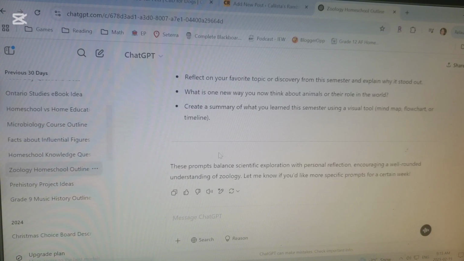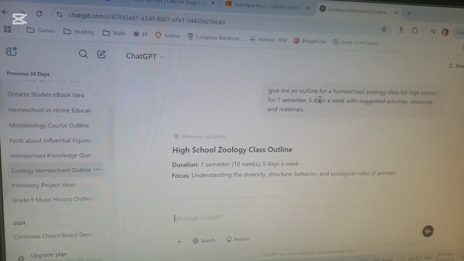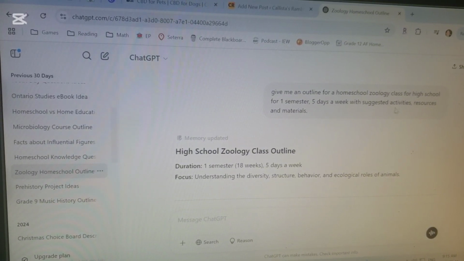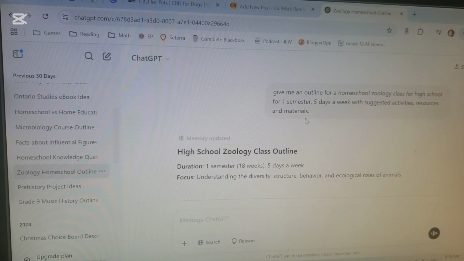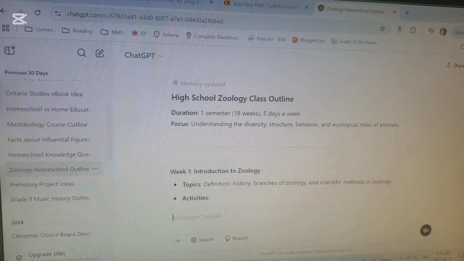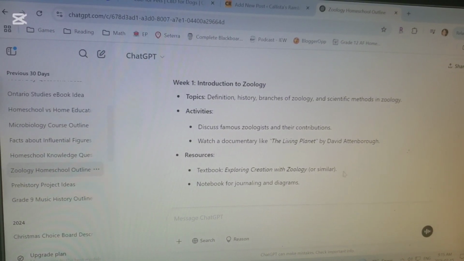Here's zoology, which I did for both my high schooler and my grade 5. This was the one I did for high school. Give me an outline for a homeschool zoology class for high school for 1 semester, 5 days a week with suggested activities, resources, and materials. So I got more specific with this one. It tells me week 1, introduction to zoology, some topics we should learn about, possible activities, including documentaries I could watch, resources.